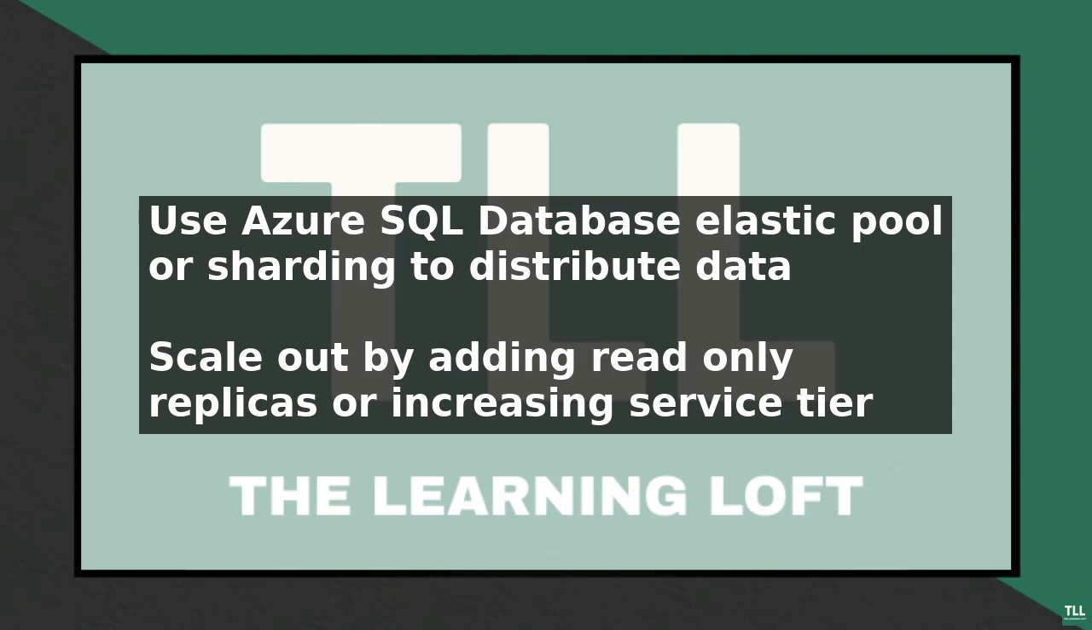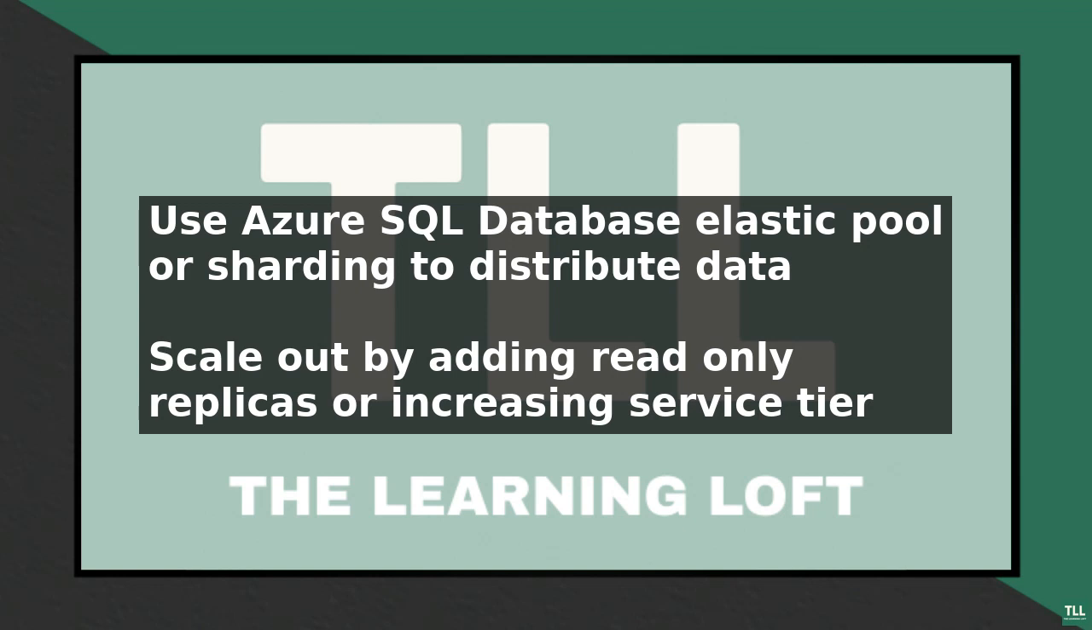To scale out, you can use Azure SQL Database Elastic Pool or Azure SQL Database Sharding, which allows you to distribute data and workload across multiple databases. Elastic Pool enables you to manage a group of databases with a shared set of resources, while sharding involves dividing a large database into smaller, more manageable pieces.